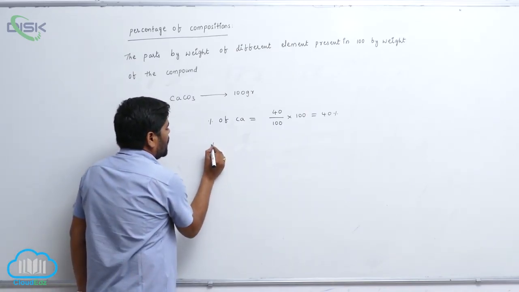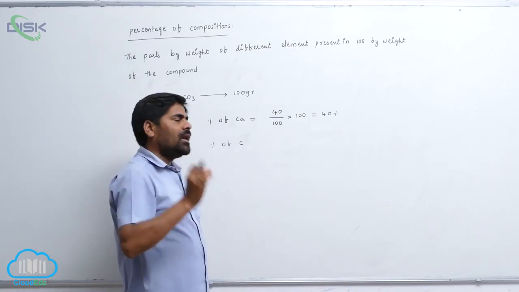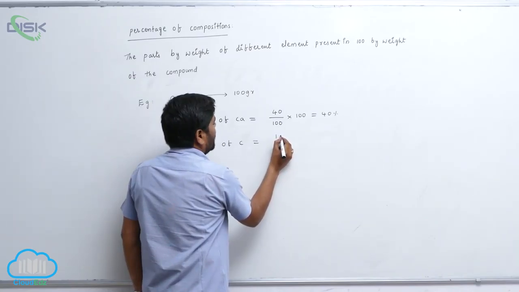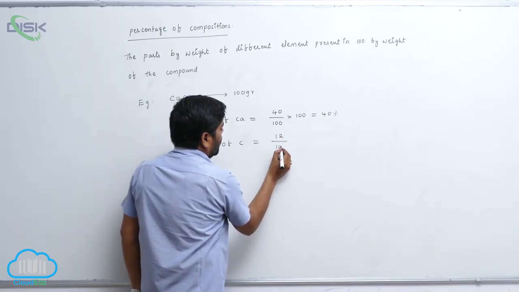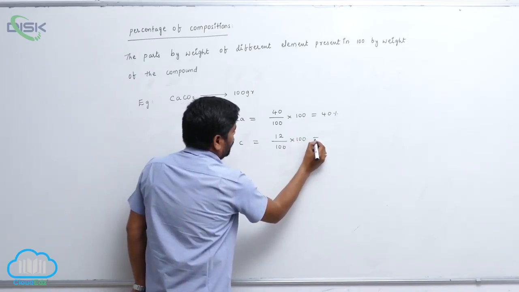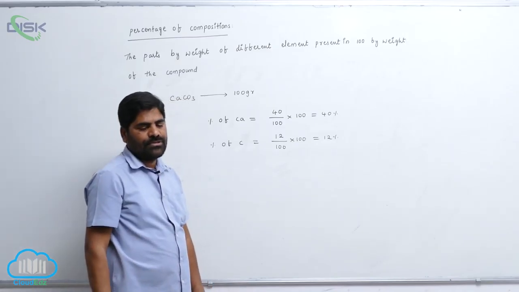Percentage of carbon equals, this is how many grams? 12 by 100 into 100. So therefore, it becomes 12%.